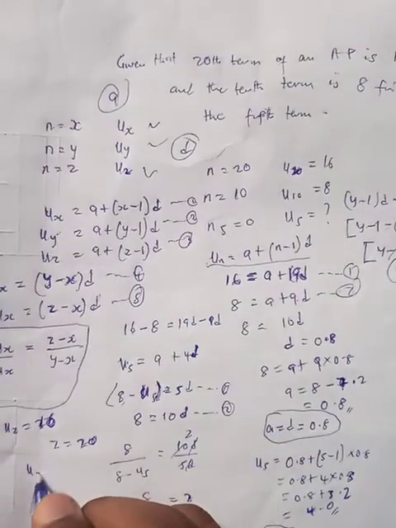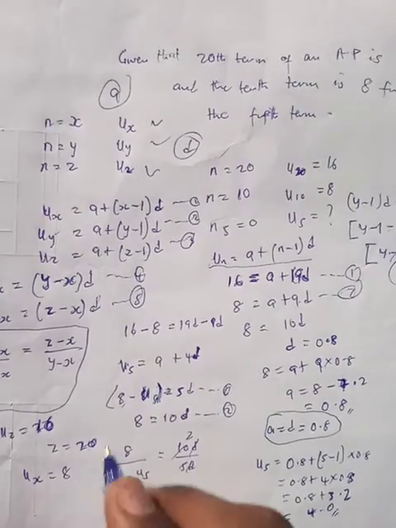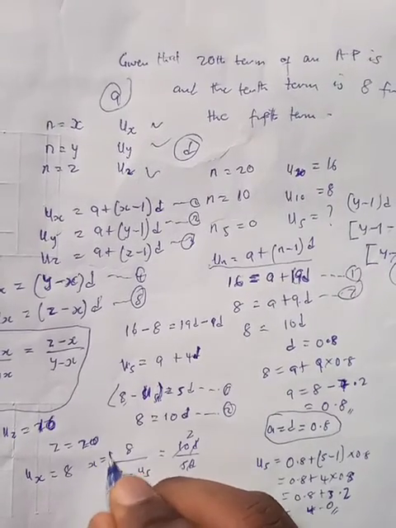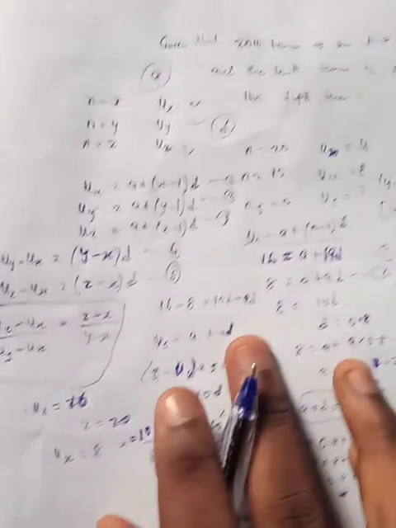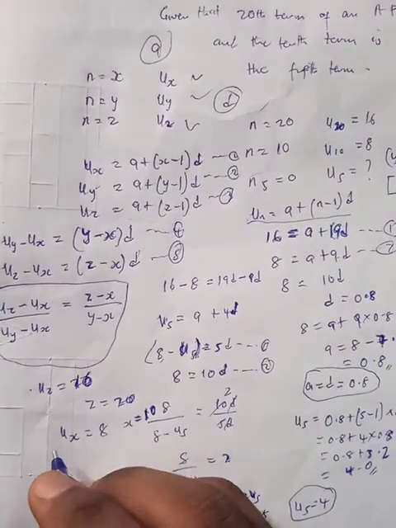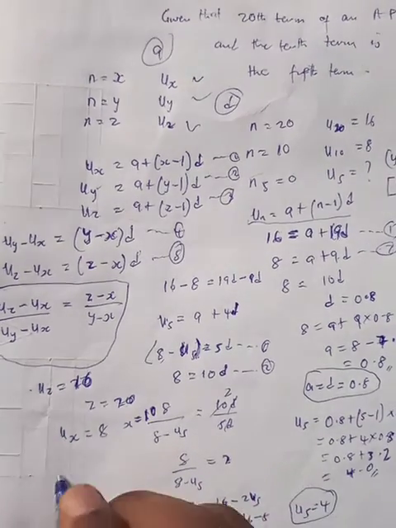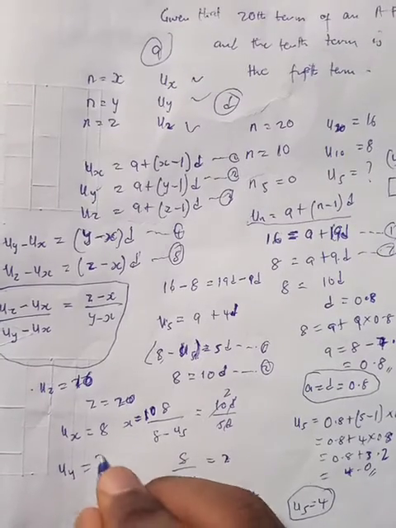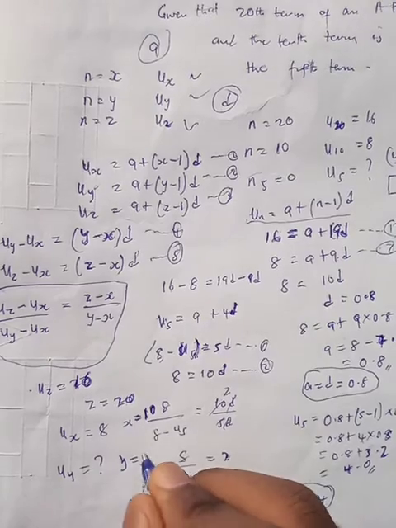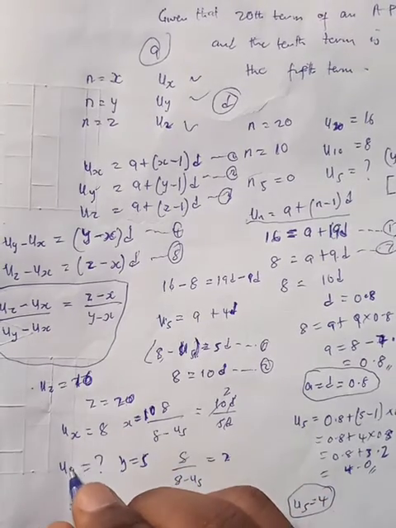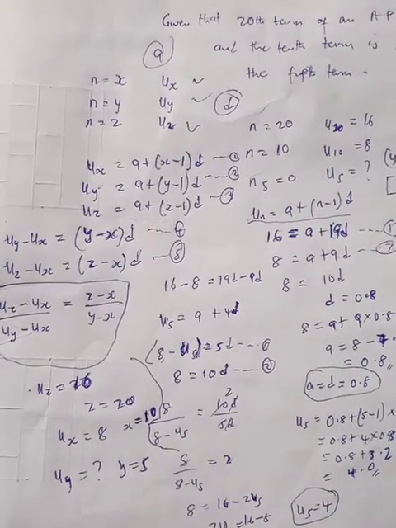And then ux, let's say ux is the 10th term, which is 8. So we'll have x to be 10. Have you seen that, guys? x will be equal to 10. Then uy, we don't know uy. uy is the one that we are to find, but we know that it is the 5th term. It is the one that we are going to find.